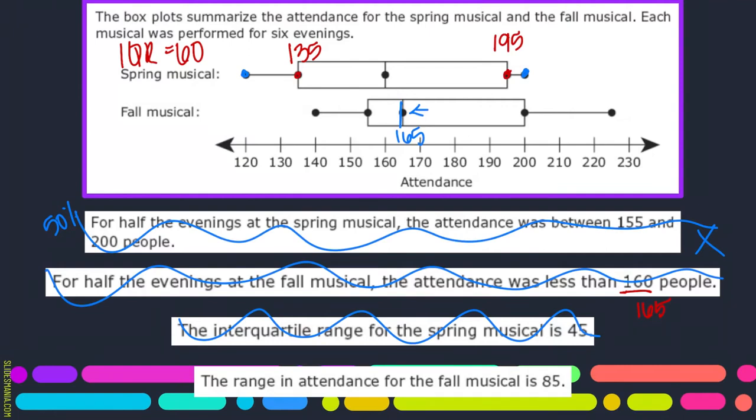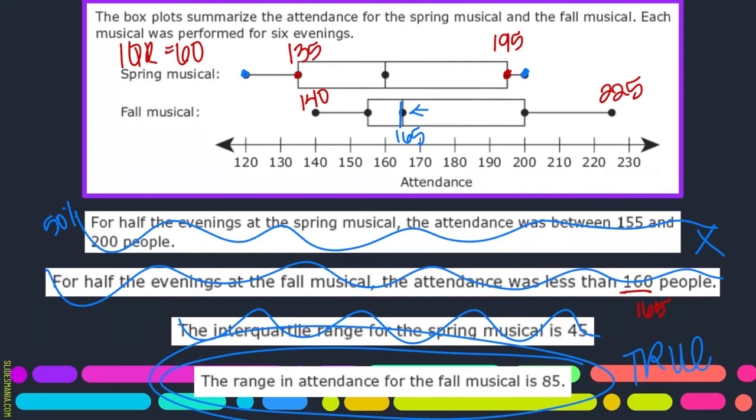Then our last statement: the range in attendance for the fall musical is 85. So I know range of an entire data set is the maximum, which for the fall musical is 225, minus the minimum, which for the fall musical was 140. Well, 225 minus 140 does give us a value of 85. So our final statement is true.